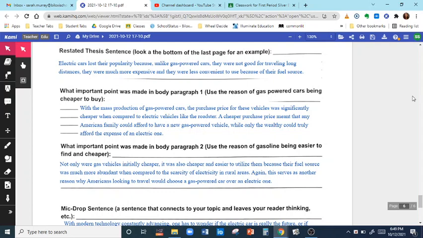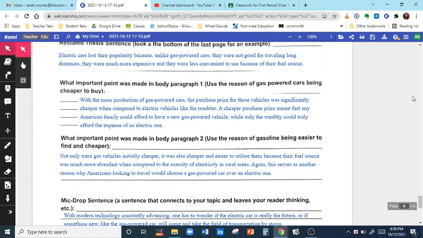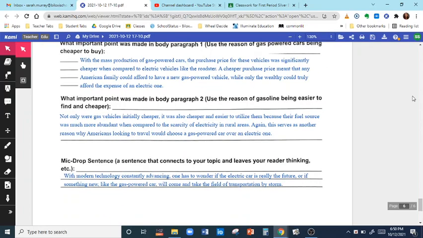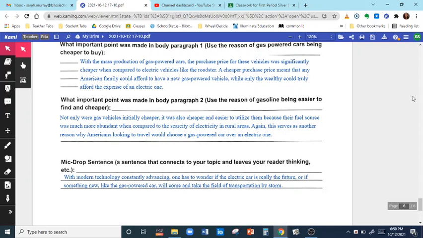Next, what important point was made in body paragraph 1? Use the reason of gas-powered cars being cheaper to buy. I wrote a few sentences about this one. "With the mass production of gas-powered cars, the purchase price for these vehicles was significantly cheaper when compared to electric vehicles like the Roadster. A cheaper purchase price meant that any American family could afford to have a new gas-powered vehicle, while only the wealthy could truly afford the expense of an electric one." They also were the only ones that had electricity, so you had to be somewhat well off to have an electric car.